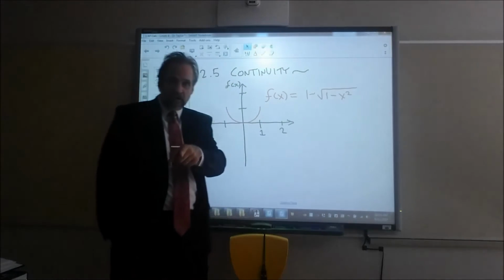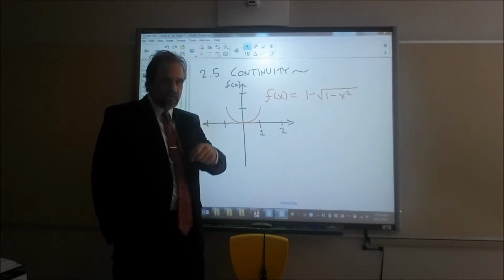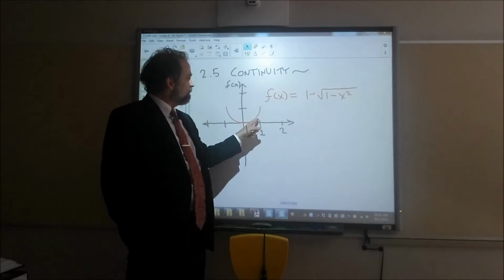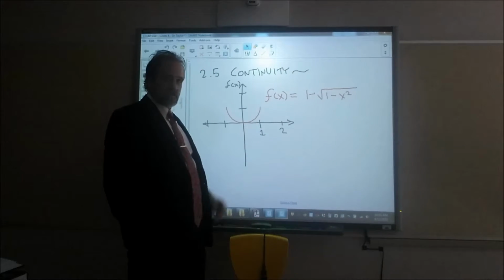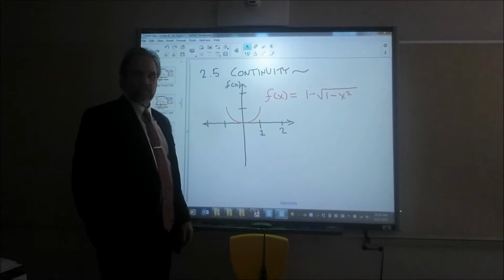Can I take the square root of 0? Yes, 0 times itself is 0. But if I were to go beyond that, I would not. So in this interval, it is correct. It is continuous.